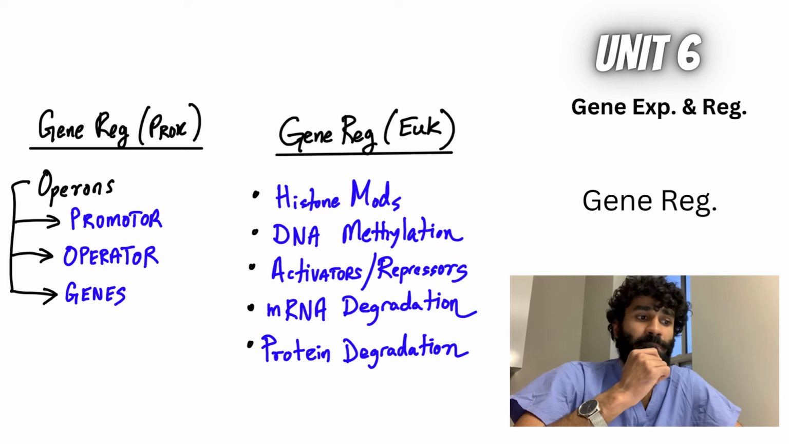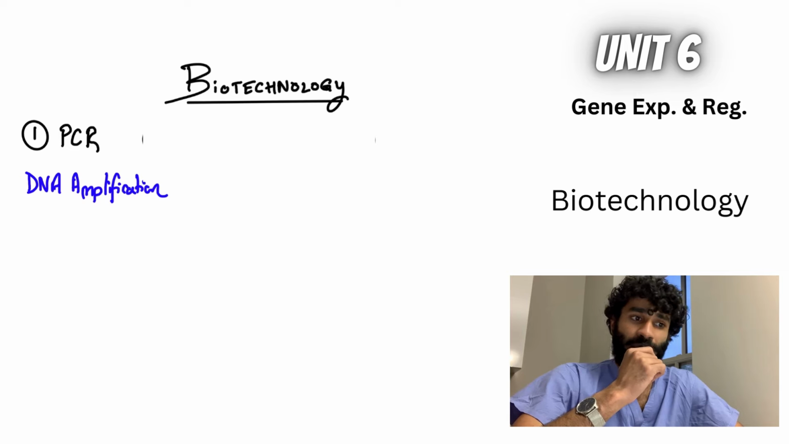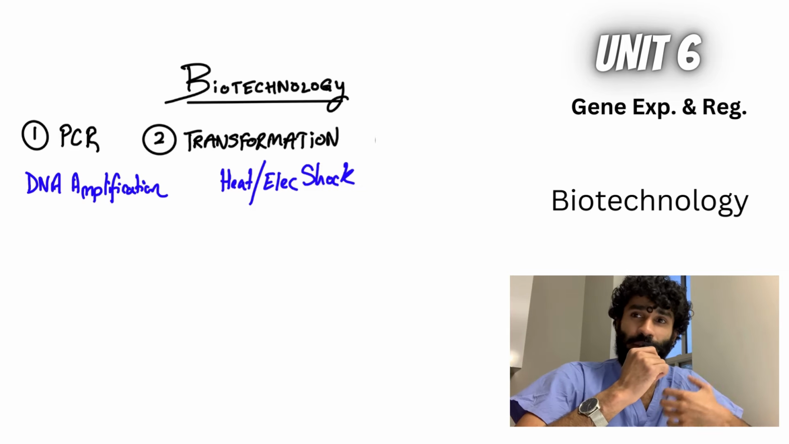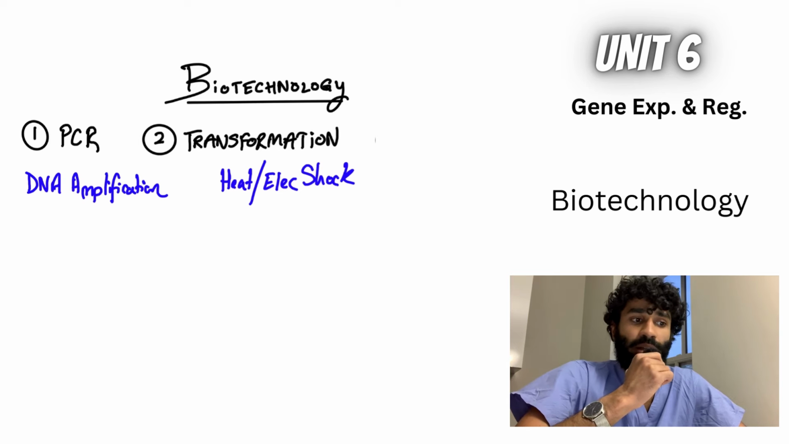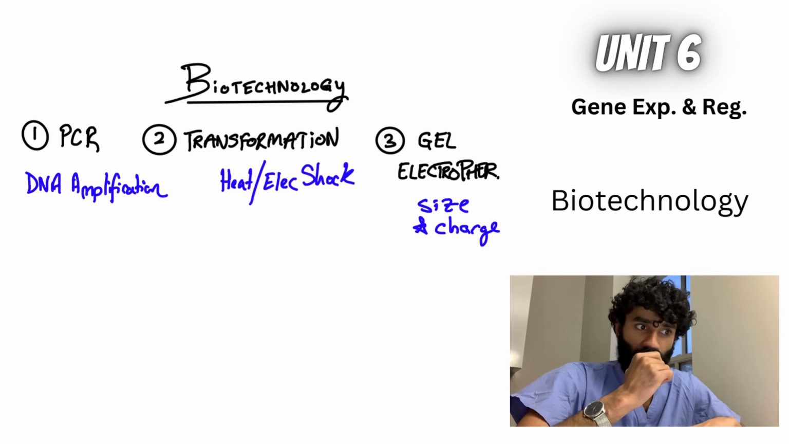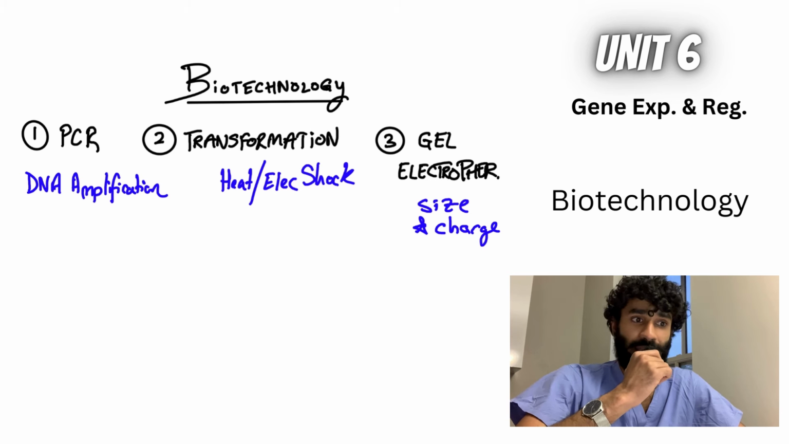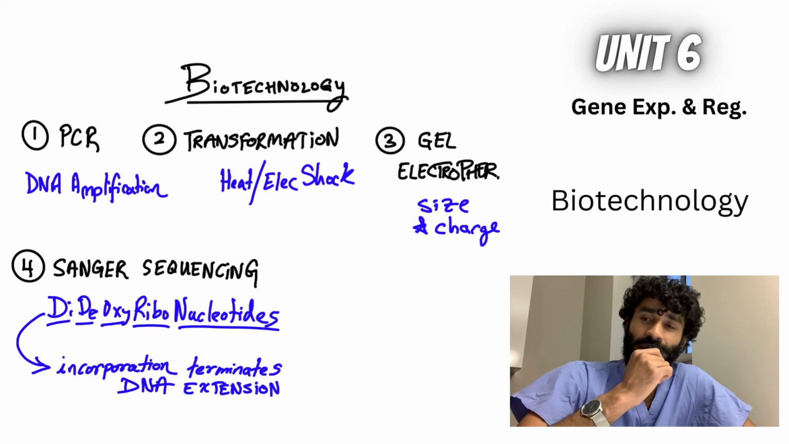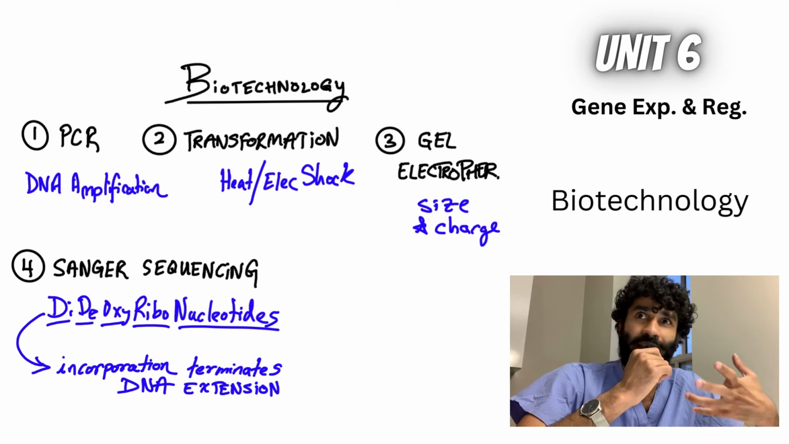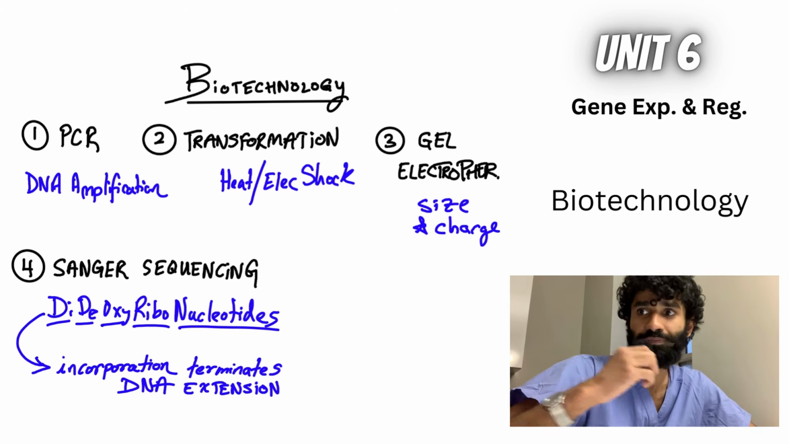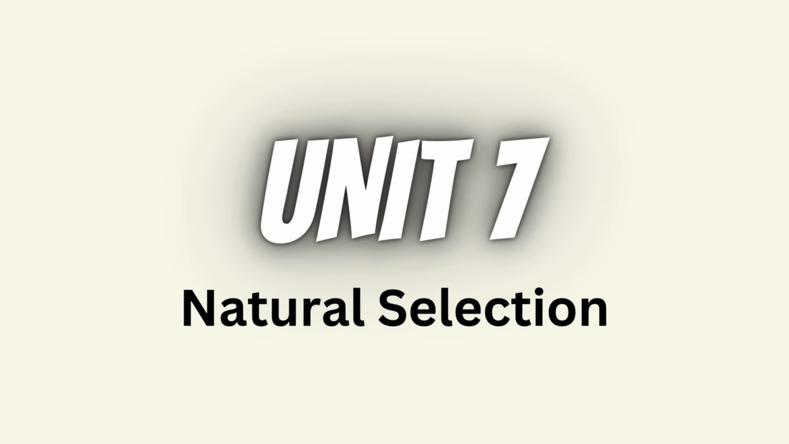Last block is biotechnology. PCR amplifies DNA. Bacterial transformation introduces foreign DNA into a cell via either a temperature or electric shock. And gel electrophoresis separates molecules based on size and charge. Sanger sequencing sequences DNA by using fluorescently labeled dideoxyribonucleotides that terminate DNA synthesis. You end up with DNA fragments that differ in length and can be separated in a column and then interrogated with a laser that will tell you what dideoxyribonucleotide was last incorporated, either A, T, G, or C, and this will give you the DNA sequence.